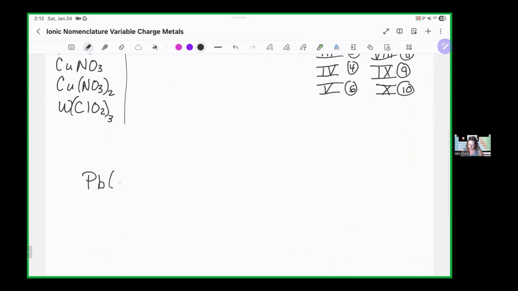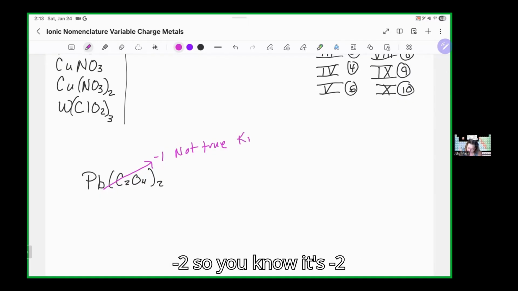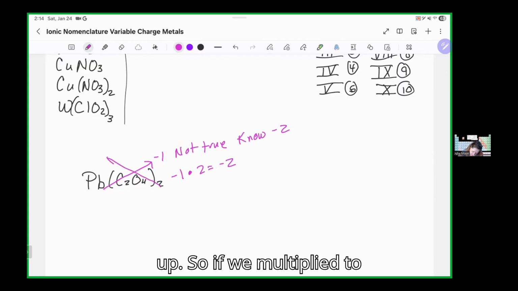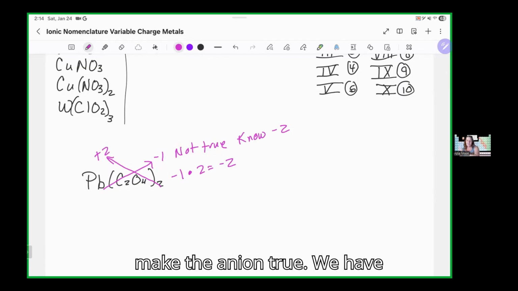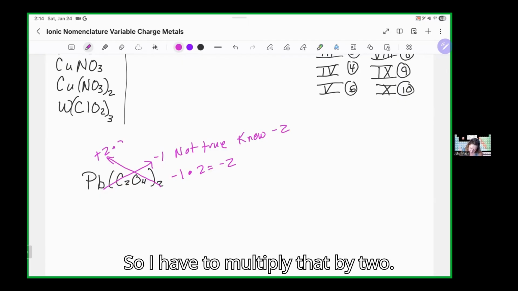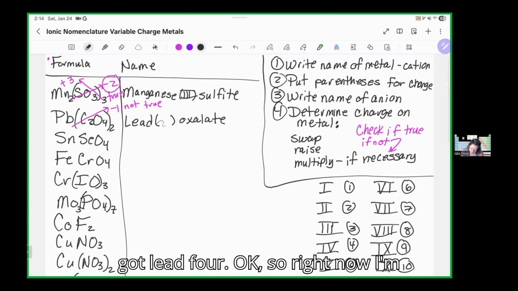Okay, so I'm going to come down here and write that again. When I swap, I say that's -1. That is not true. We know oxalate is -2. So you have to multiply that -1 times 2 to get your -2. Well, we brought that 2 up. So if we multiplied to make the anion true, we have to multiply to make the cation true. So I have to multiply that by 2, so that is lead(IV). Okay, so I've got lead(IV).